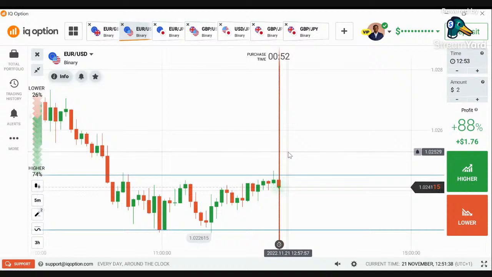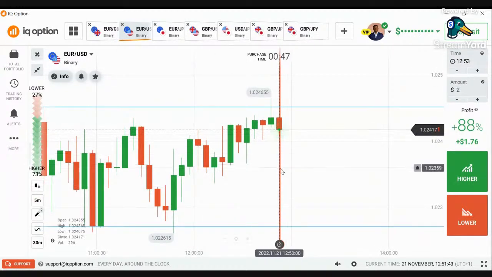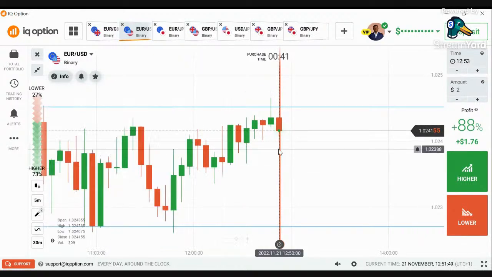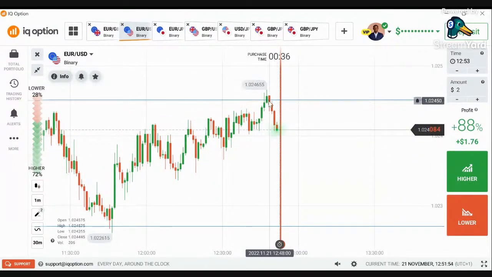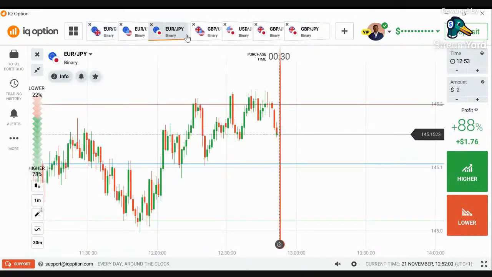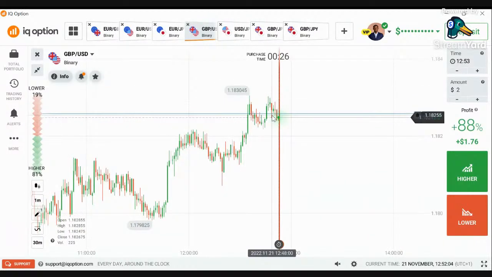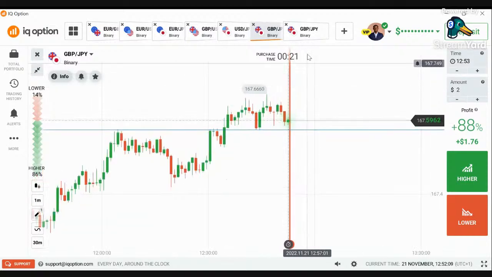Okay, Euro USD is falling. Euro USD got to that resistance level and it's selling. This one too is consolidating here. Euro JPY is selling. Most of them are just consolidating.